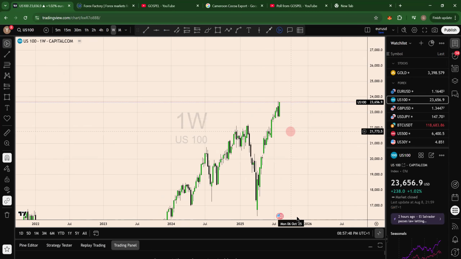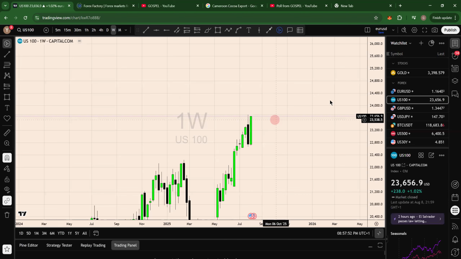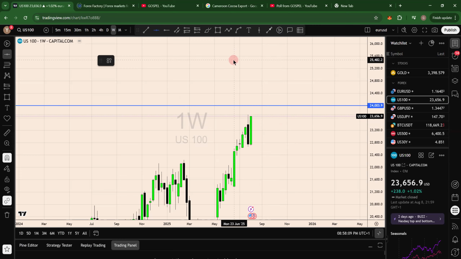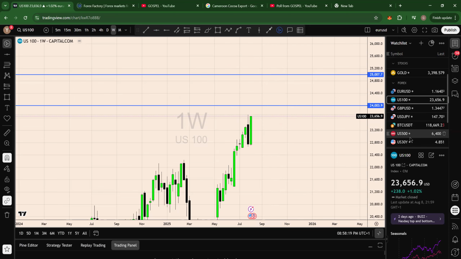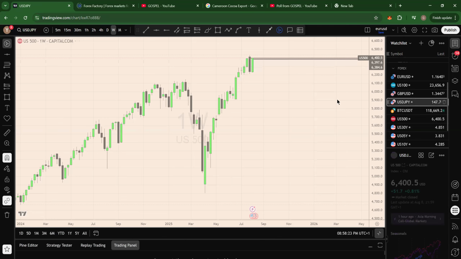US 100 is the same, going back for creating all-time highs for now. I don't see a reason for us to go against the overall trend unless we trade around 24,000 as a big figure. Okay, maybe 25,000 as well, somewhere there. All right, I think US 500 will be the same, and let's look at USDJPY.